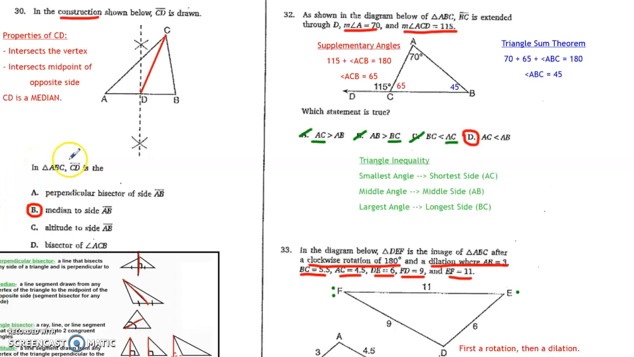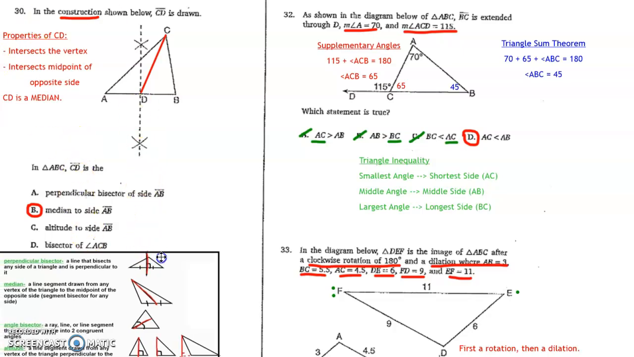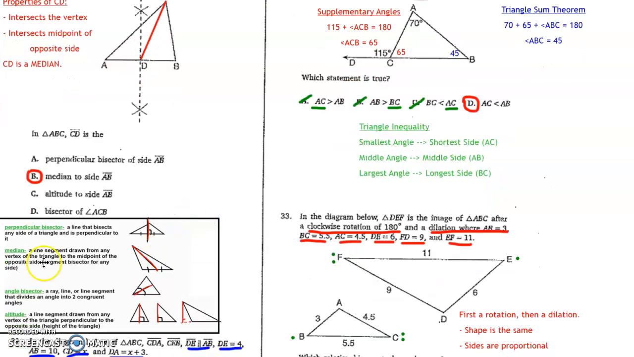All right, for number 30, it brings to mind all the different lines that you can draw inside triangles, and I have a helpful guide here to help you figure out which ones the lines are. Perpendicular bisector is one of those lines. A median is another one. Angle bisectors are a third, and the fourth type is an altitude.